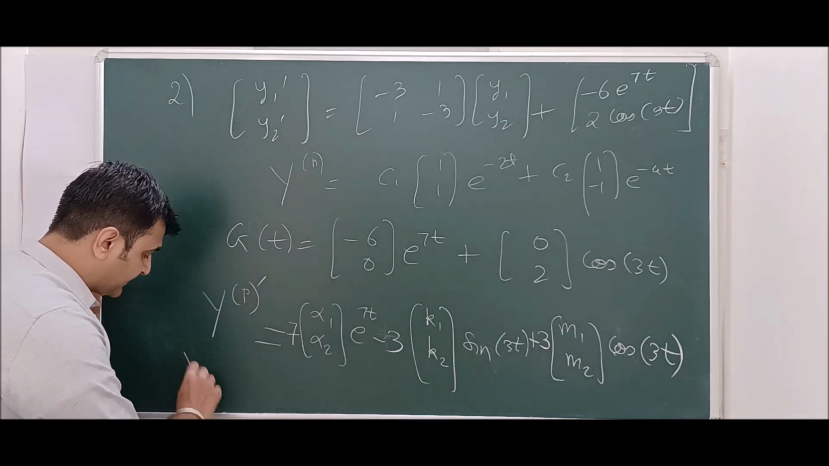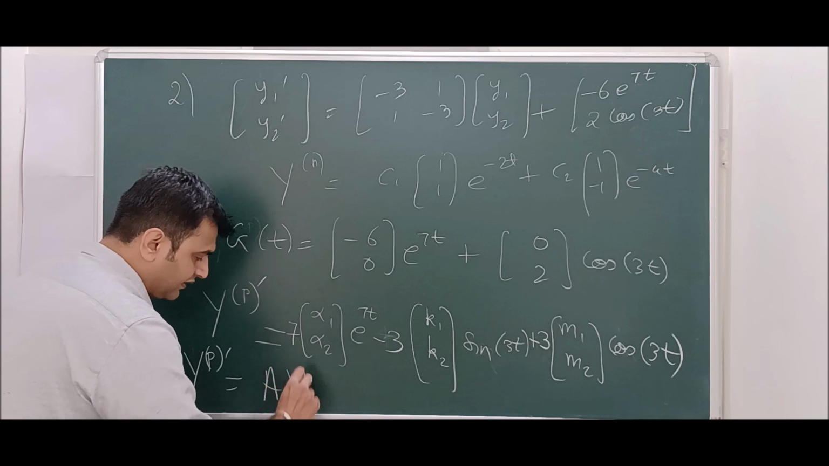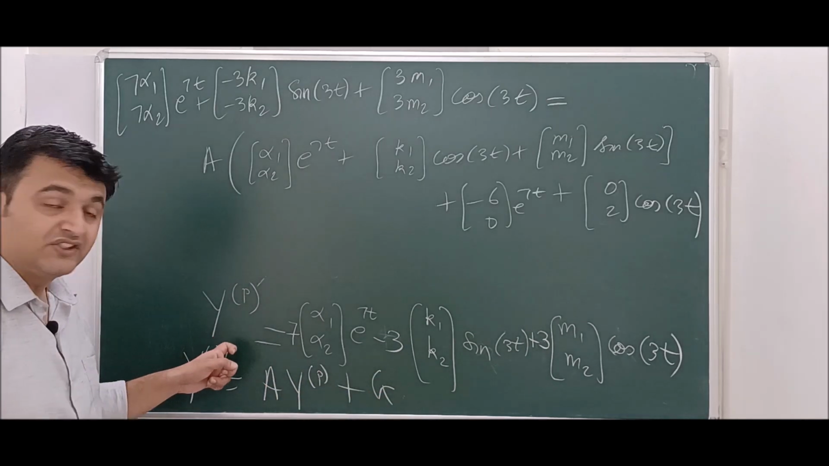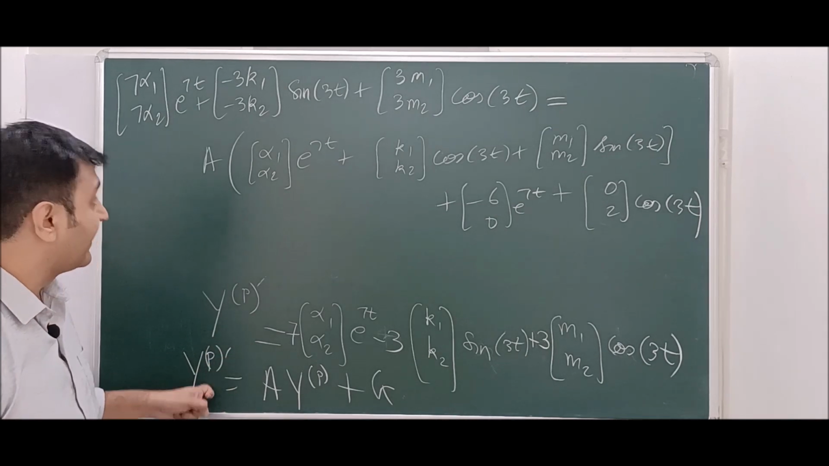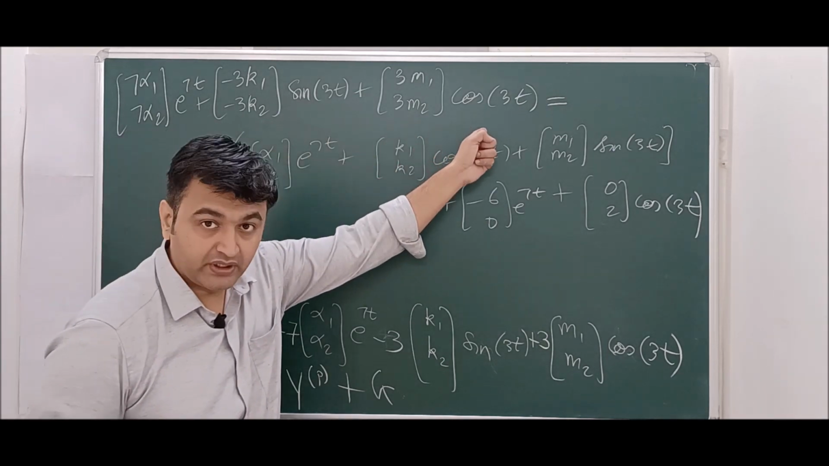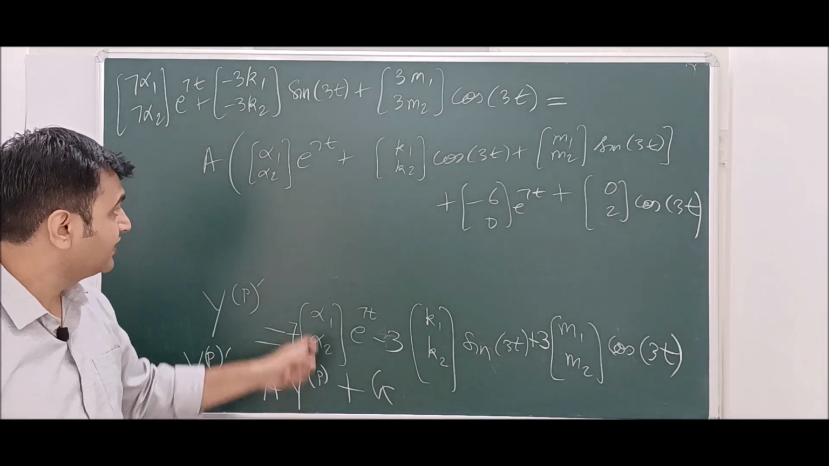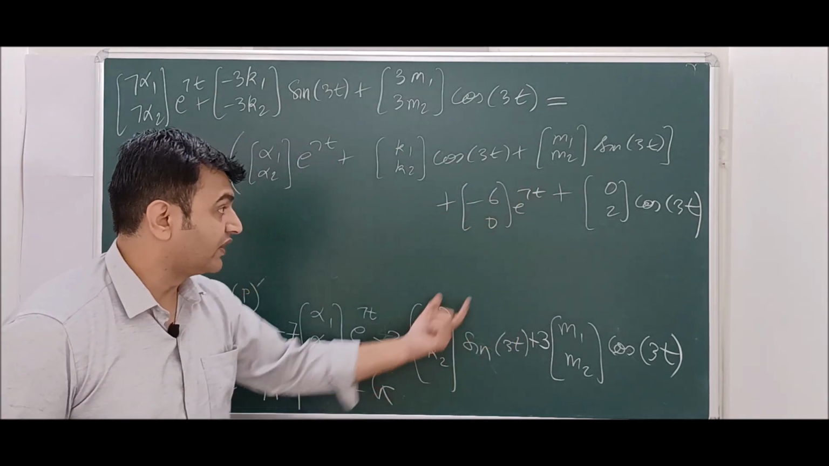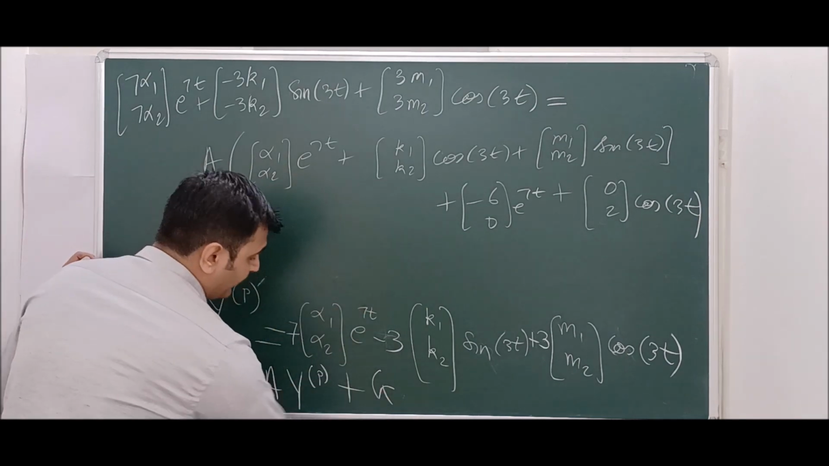And then you put this in the equation, your yp prime is A yp plus g. So once you have yp prime, you plug in over here in the equation, and what do you get? Yp prime. So I wrote yp prime over here equal to A into yp, so there's the value of yp we chose, plus your g of t. That's what I wrote over here. Okay, so this is the complete thing we have.